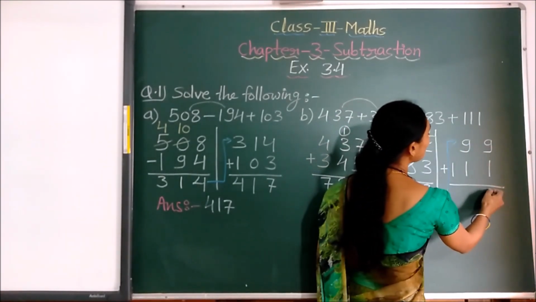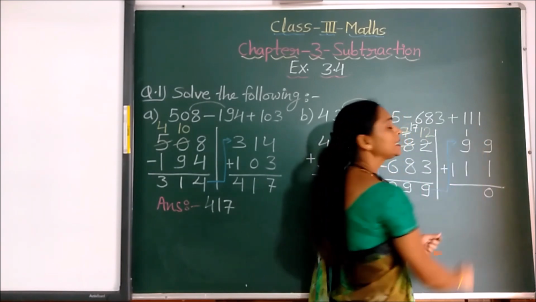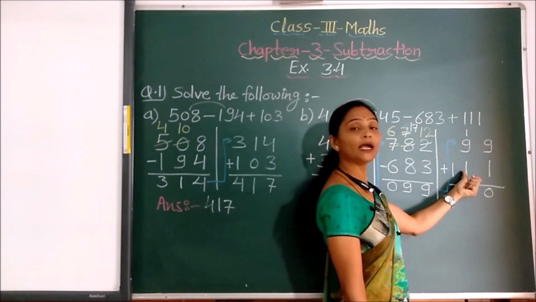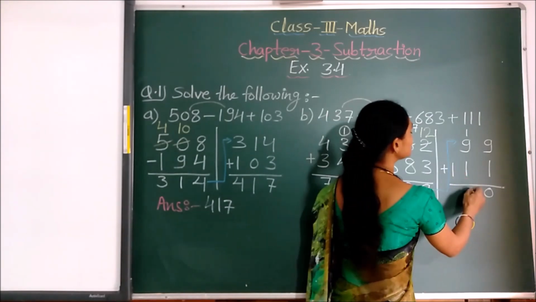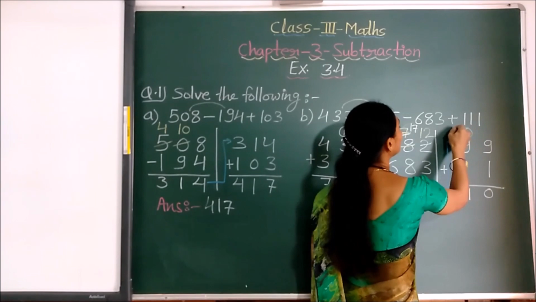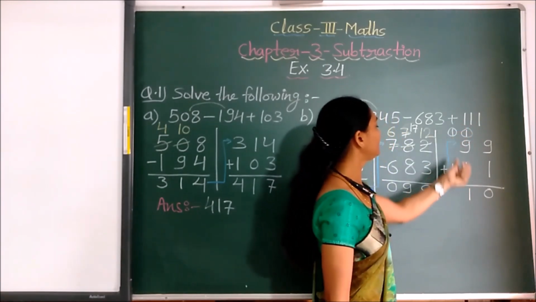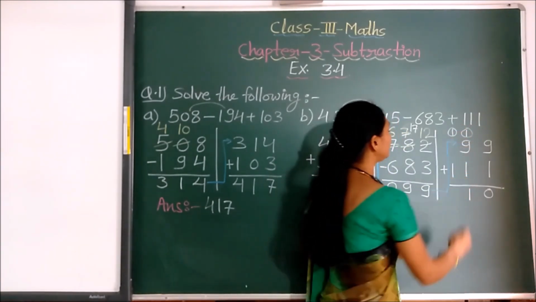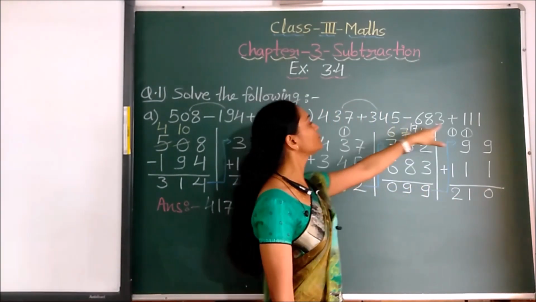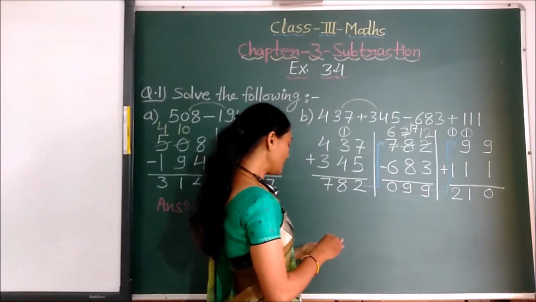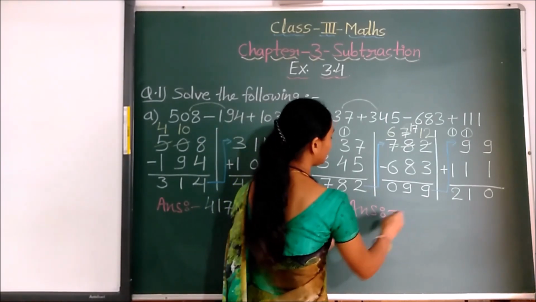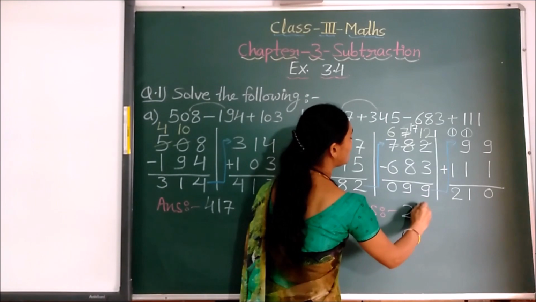Now 9 plus 1 how much? It is 10. 1 carry over, and then again 9 plus 1 is 10, and plus 1 is 11. So here we got 1 and then again 1 carry over here on hundreds place. So 1 plus 1 it is 2. Means after solving all these 4 steps, how much we got? We got answer 210.